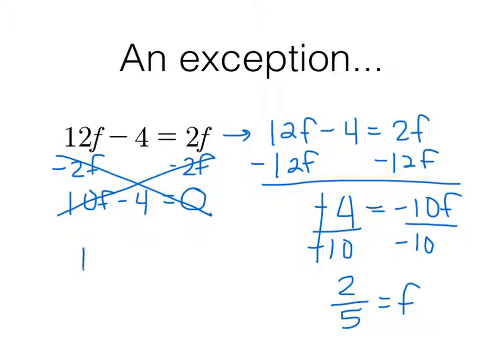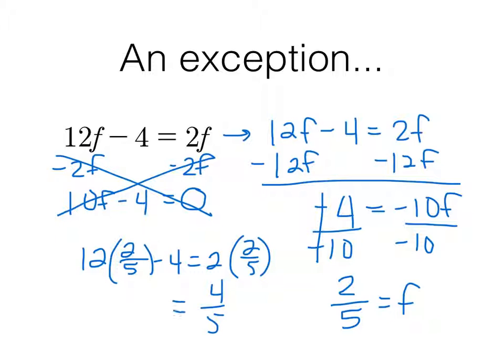To check it real quick, 12 times 2/5 minus 4 equals 2 times 2/5. 2 times 2/5 is 4/5. This will be 24/5 minus 20/5, which is indeed 4/5. How did I get 20/5 so quickly? 4 is 20 over 5. 20 divided by 5 is 4. All right, so that was your exception. Let's do some translating and a word problem.